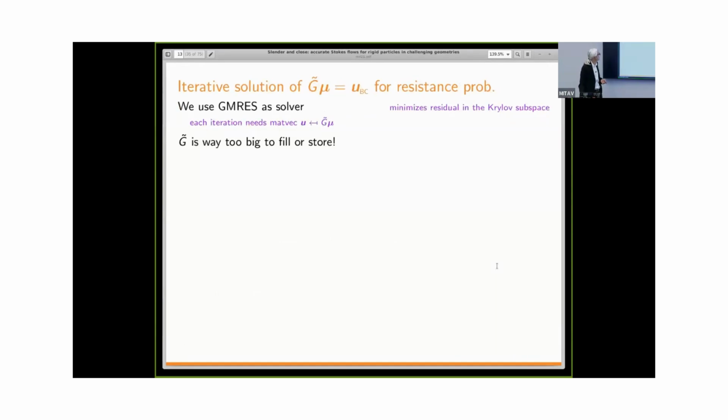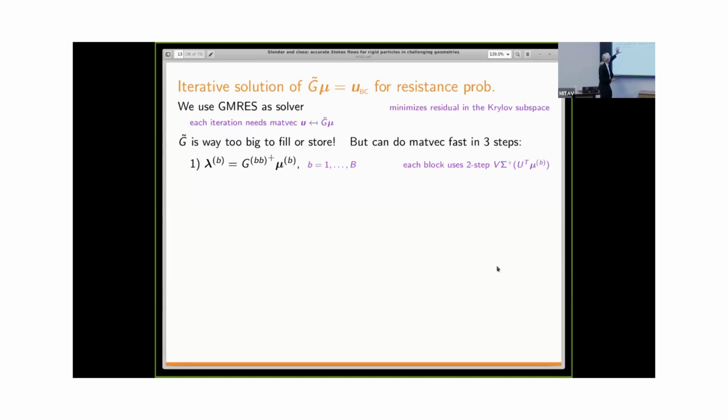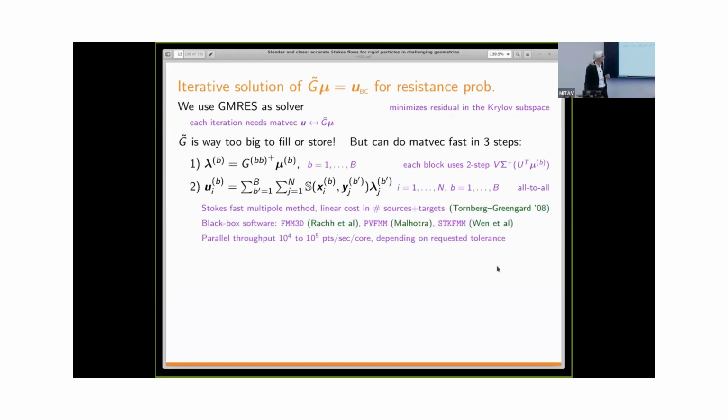Okay, so what do you do? You have to make a matrix vector multiply for this matrix. It has to be fast because you actually can't fill the thing. So I'm going to give you the mat vec. It involves 3 steps. Take the mu's, which are the surface velocities, do the one body solves, which gets you to all of the interior source strengths. And that has to be done with the 2-step procedure. And then you've got all these source strengths. You do a massive all-to-all evaluation of all of the Stokes interactions to all of the surface points. So that's something that you can do in a linear scaling fashion using the fast multipole method.